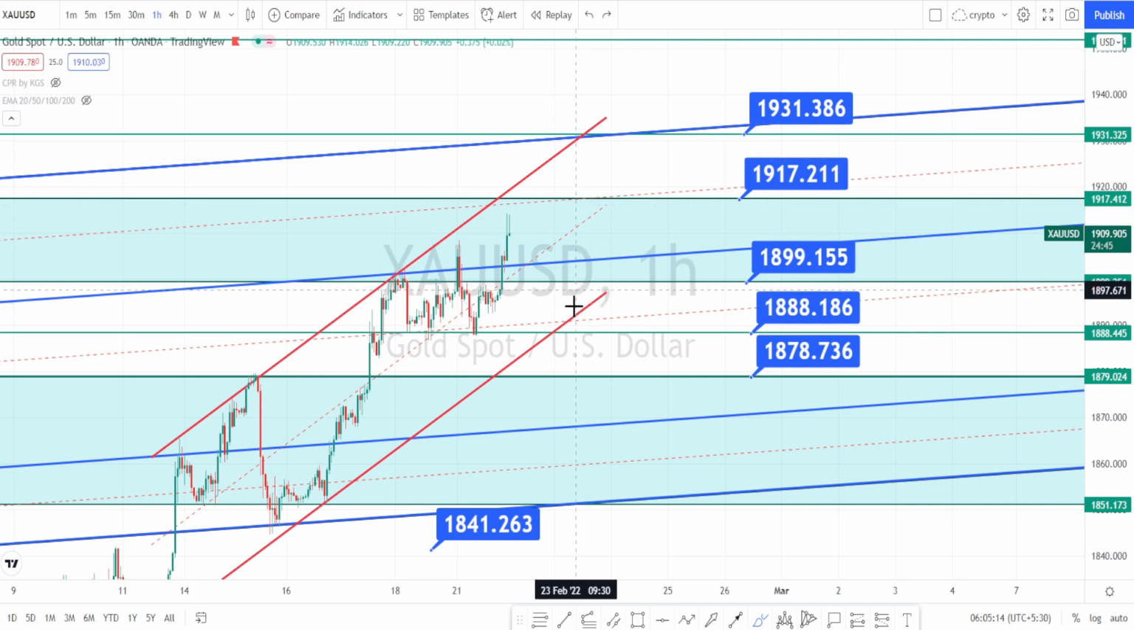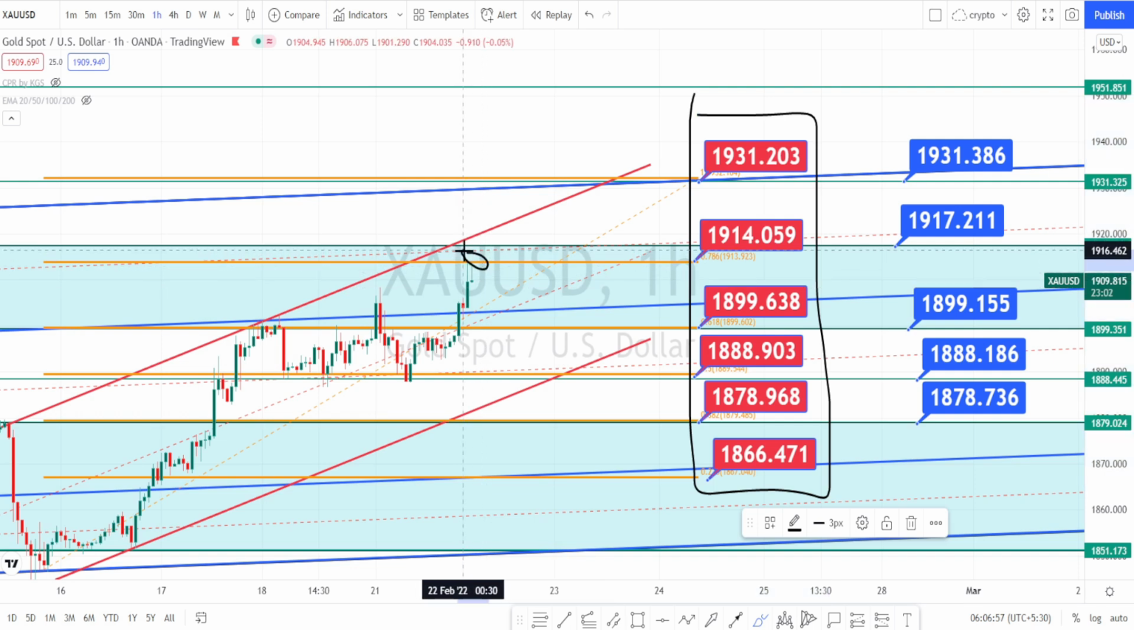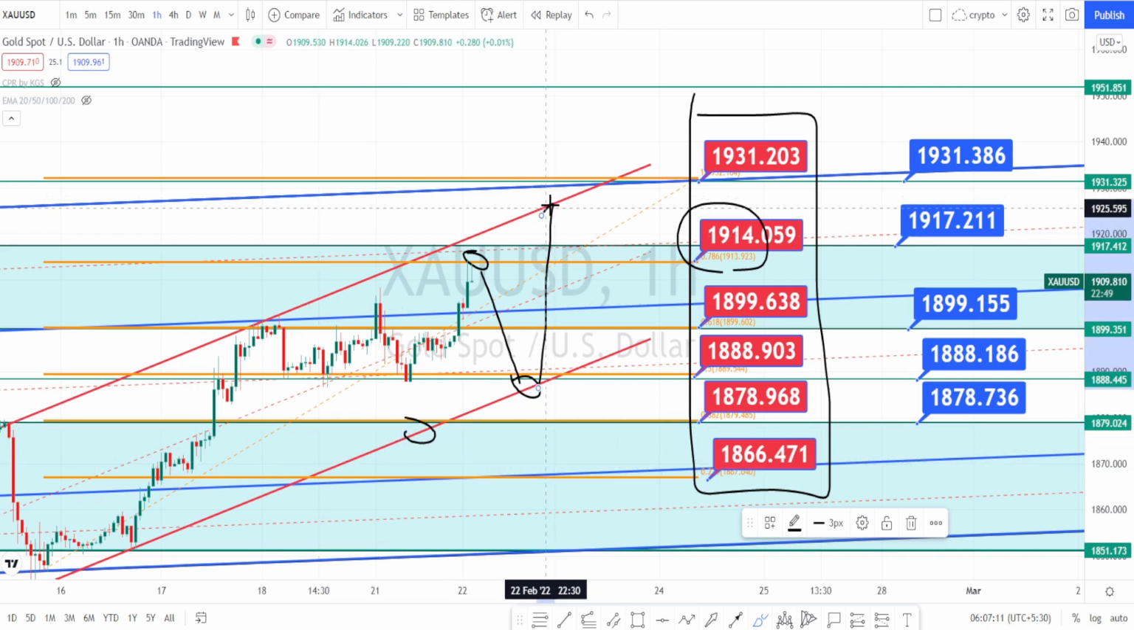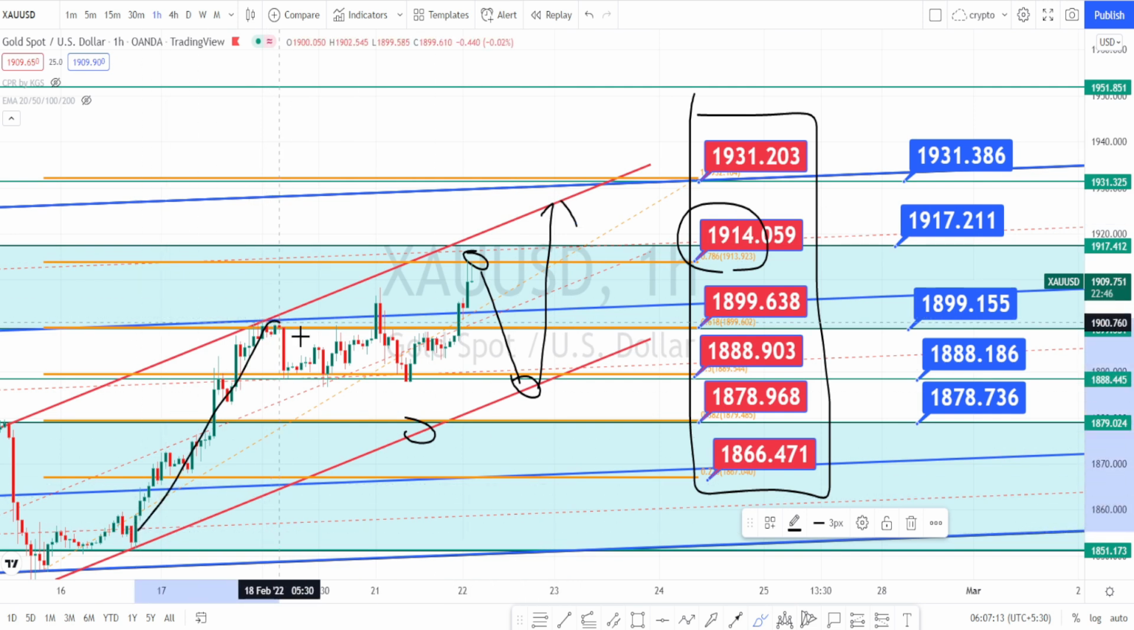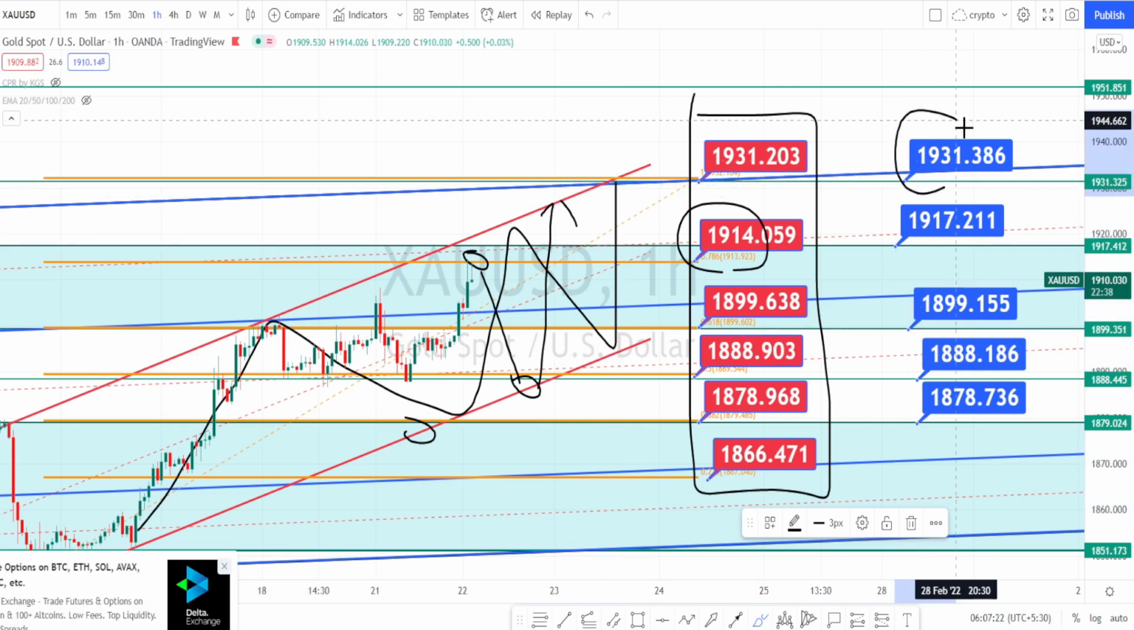Let us mark the support and resistance levels for the hourly time frame. The values marked in red color boxes are the support and resistance levels for the hourly time frame. Currently the price has tested this resistance level of 1914 and it is on a retracement. We can expect it to take support on this bullish channel pattern support level and to bounce back on the bullish trend. As long as the price action is trading within this bullish channel pattern, we can expect the bullish trend to continue, and we have a very strong resistance level which is going to be around 1931.